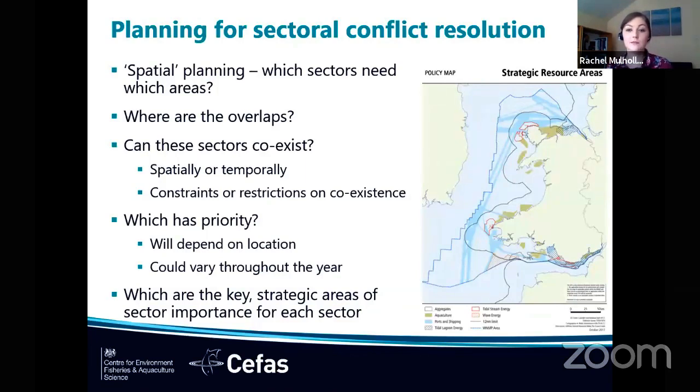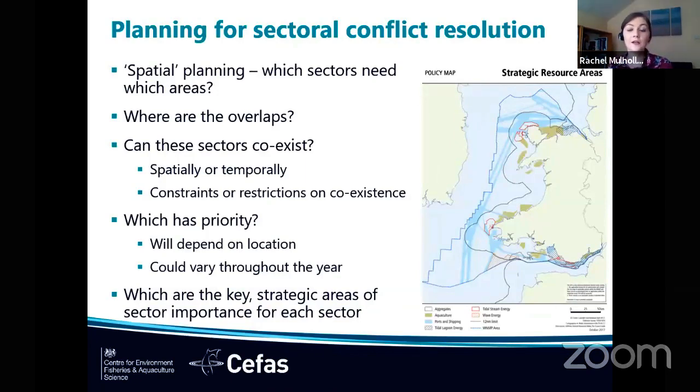This will depend on the specific location of the overlap. For example, if it is in a tourism hotspot, then tourism could be given a weighted priority over other sectors in that location. But even in the adjacent bay, there could be a similar conflict in which the other sector takes priority. This could also vary at different times of the year. So for example, during different dates of certain fishing seasons, the fisheries sector could take priority, but during the rest of the year, other sectors could take priority in that same location.